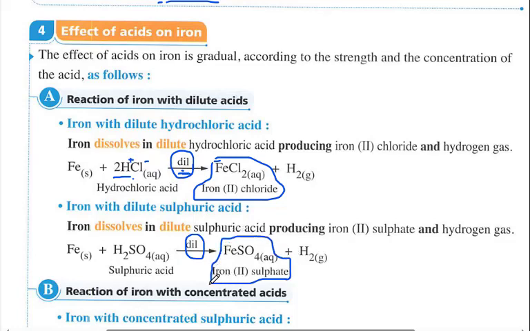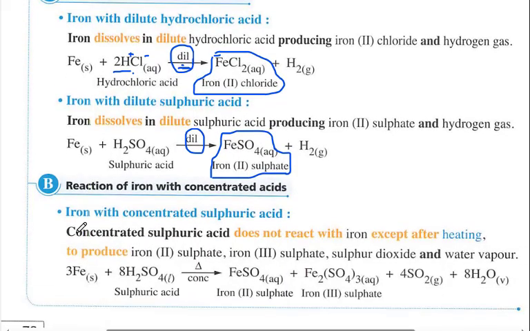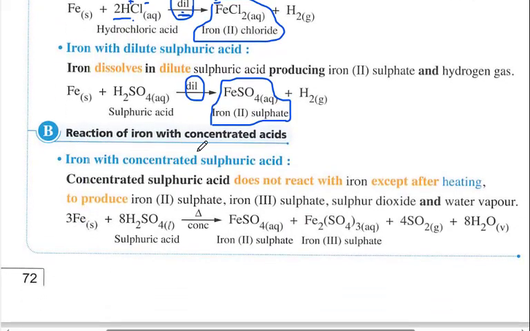Okay, and this is an important note. The reaction of iron with concentrated acids, like sulfuric acid or hydrochloric acid. In this case, if it is concentrated, memorize this word: concentrated with iron means heat. So here we need heat when we react iron with conc sulfuric or conc hydrochloric.